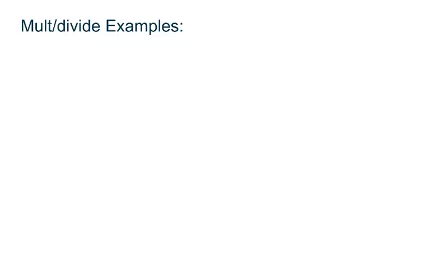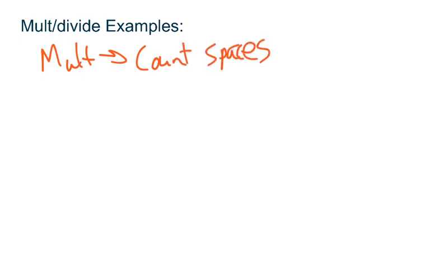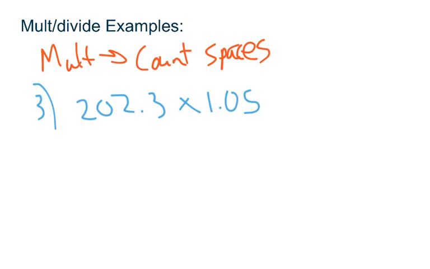Now, multiply and divide. For multiply, we needed to count spaces. So let me show you how that's going to come into play. Let's say we have, for example, 202.3 times 1.05. What we're going to do is count how many spaces there are after the decimal, how many numbers there are. And what I'm seeing is 3. So 3 spaces. I'm going to put that off to the side.